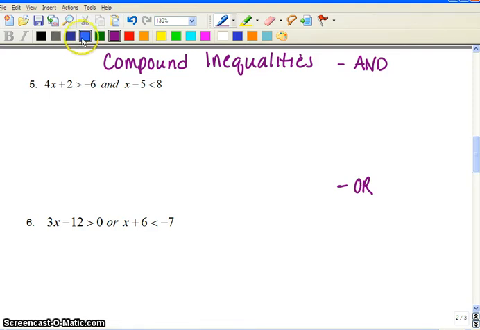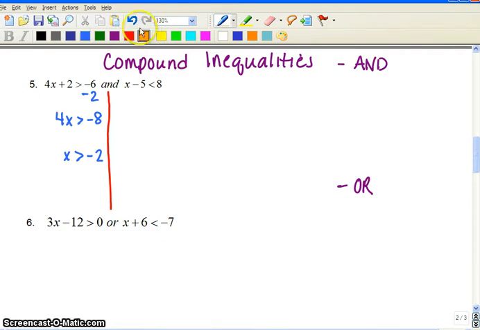Alright, so number 5, it kind of looks like we have two separate problems. 4x plus 2 is greater than negative 6, and x minus 5 is less than 8. So what you want to do here is just like with your equal sign, you want to keep this separated. So I'm going to separate it with that line. And I'm going to solve them individually. So here we would subtract 2, so 4x is greater than negative 8. I'm going to divide by 4, which is positive, so I won't switch the sign. So x is greater than negative 2. So numbers like negative 1, 0, 1, 2, 3, 4, all of those are working for that side.